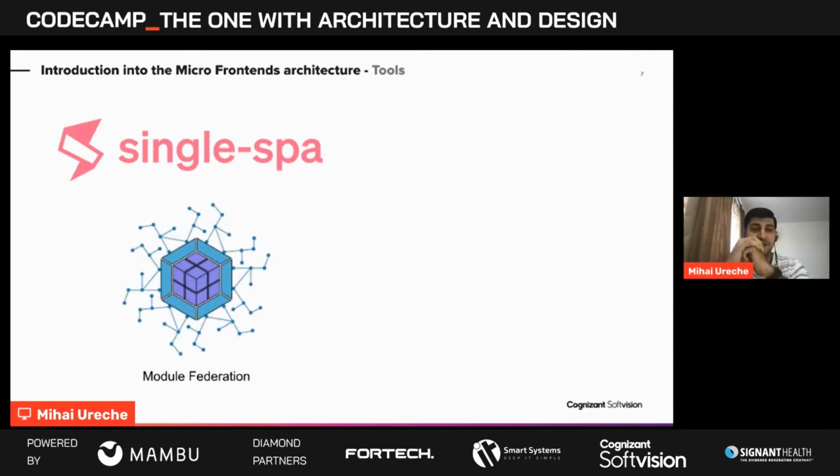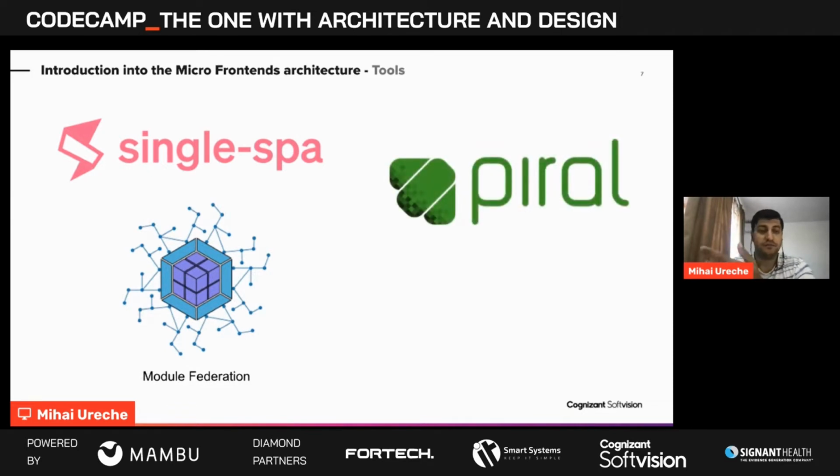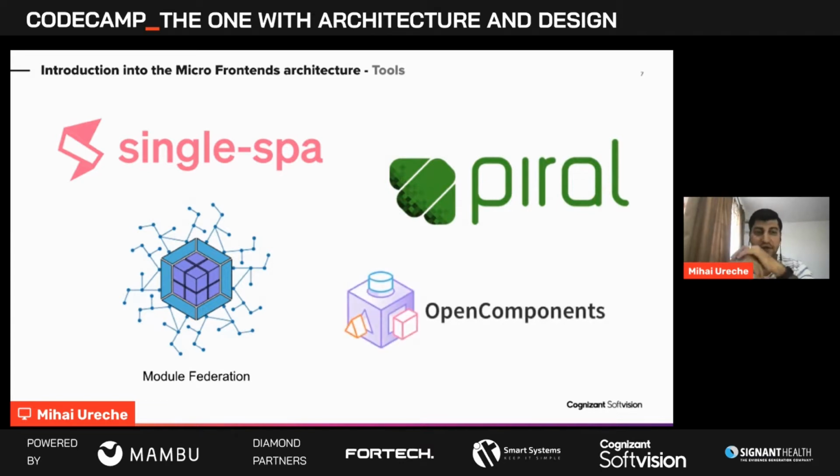Of course, the next tool is Module Federation, which I'm talking about today. The next one, Piral, is the same as Single SPA. It's a framework that can be used in order to combine different microfrontends in one application. And the last one, Open Components. This Open Components is an open source framework. It was born at OpenTable in 2014.